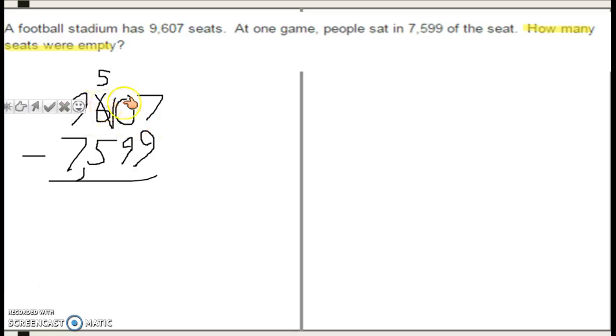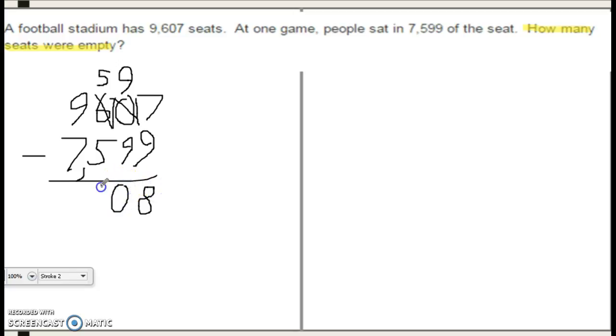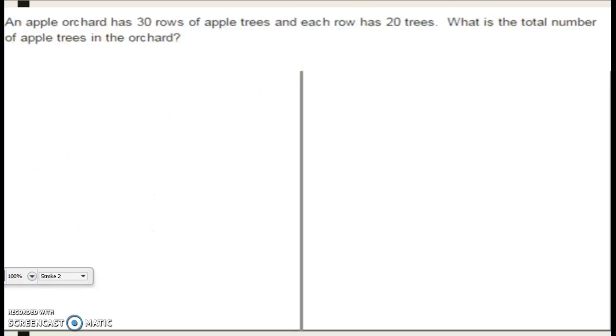Now again, we cannot do 7 minus 9. So we have to borrow from here. So we're going to borrow one group of tens, which is going to make this 10, 9. And that will make the 7, 17. Now we can subtract. 17 minus 9 is 8. 9 minus 9 is 0. 5 minus 5 is 0. 9 minus 7 is 2. 2,008 seats were empty.